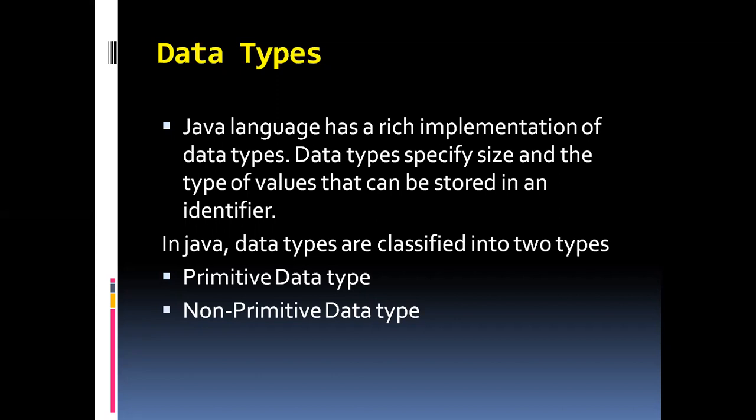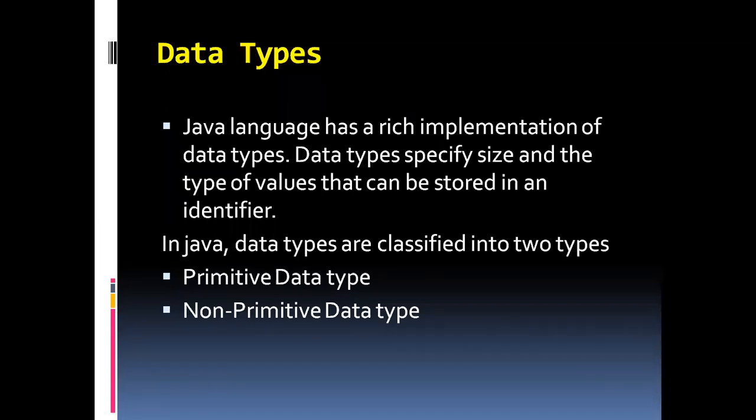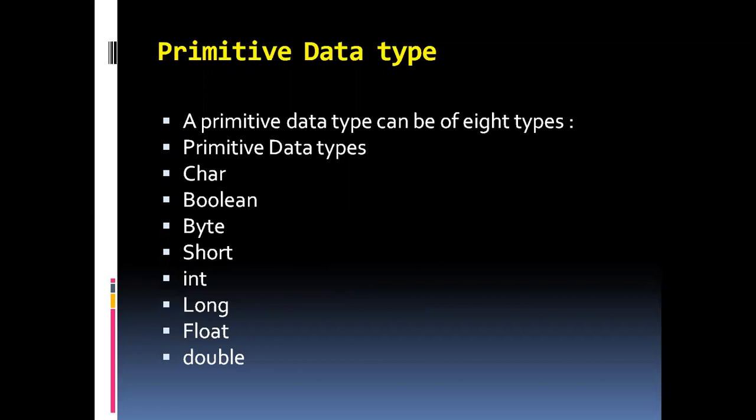In Java, there are two types of data types: primitive data types and non-primitive data types. The primitive data types are again classified into 8 types: character, Boolean, byte, short, integer, long, float, and double. Those are your primitive data types.